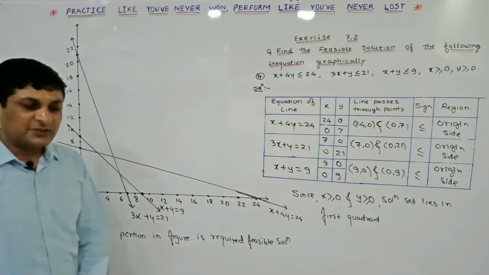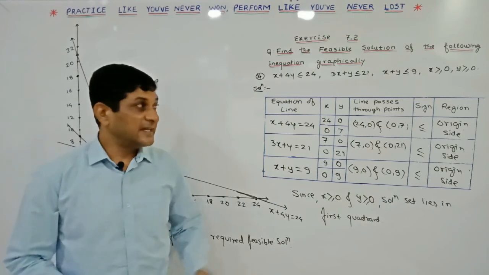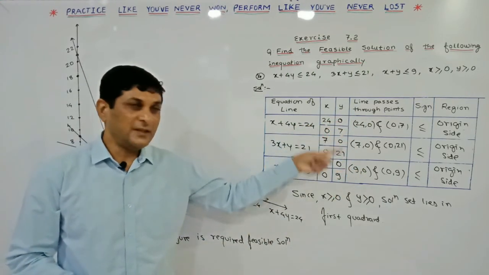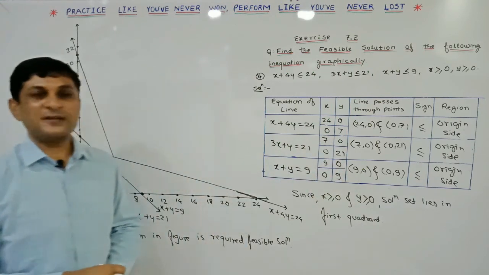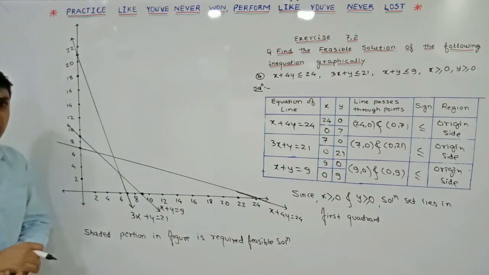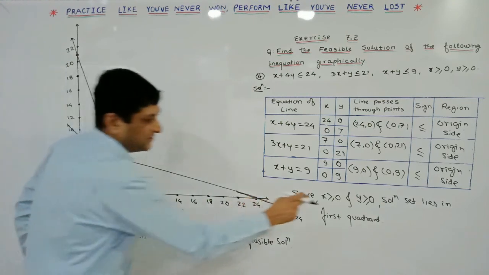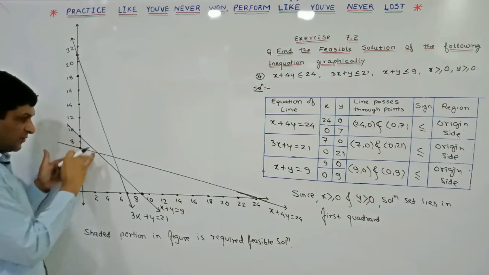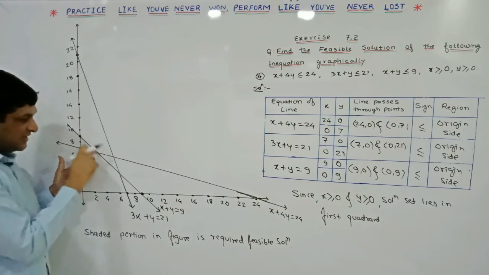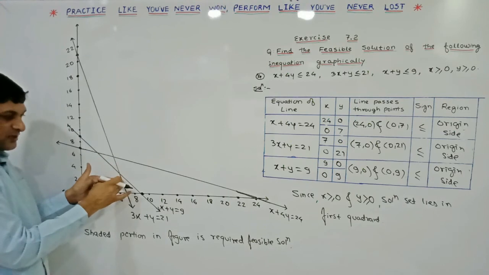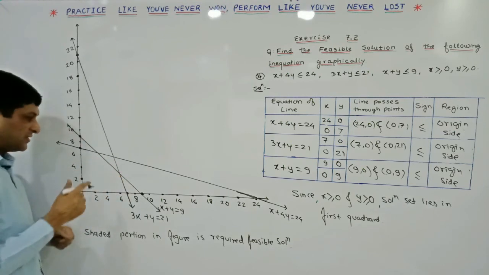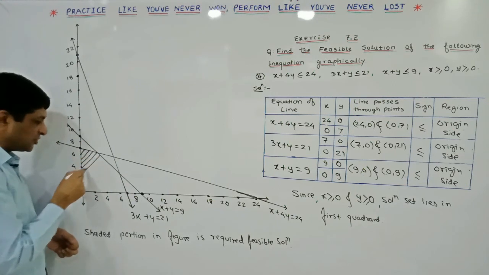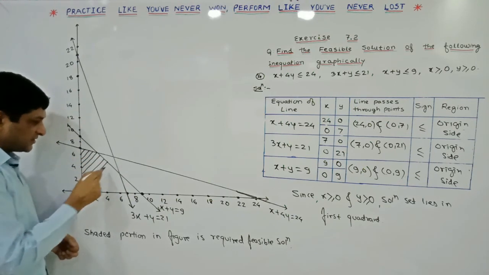Once all the three lines are constructed, observe the inequality symbol. In all these equations, less than or equal to is there, which means for all these lines, the origin side part will be the solution set. And this condition says that the solution set lies in what? First quadrant. So for this line also, the origin side part will be our solution set. For the second line also origin side, and for the third line also origin side part will be the solution set.